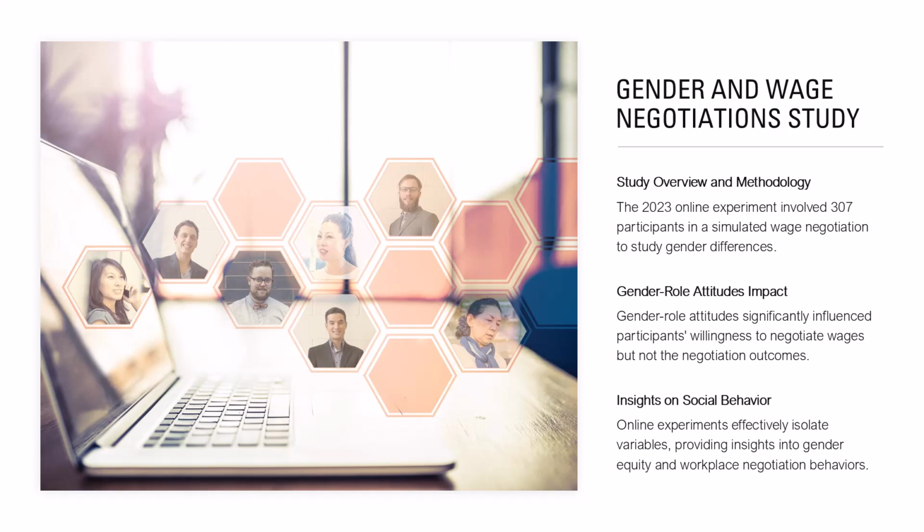A notable example of an online experiment in social science is the 2023 study conducted by Demirovich, Rogers, and Robbins, which investigated gender differences in wage negotiations. This study utilized an artificial wage negotiation scenario delivered through an online platform, engaging 307 participants. The researchers aimed to understand how gender and gender role attitudes influenced the decision to negotiate wages.